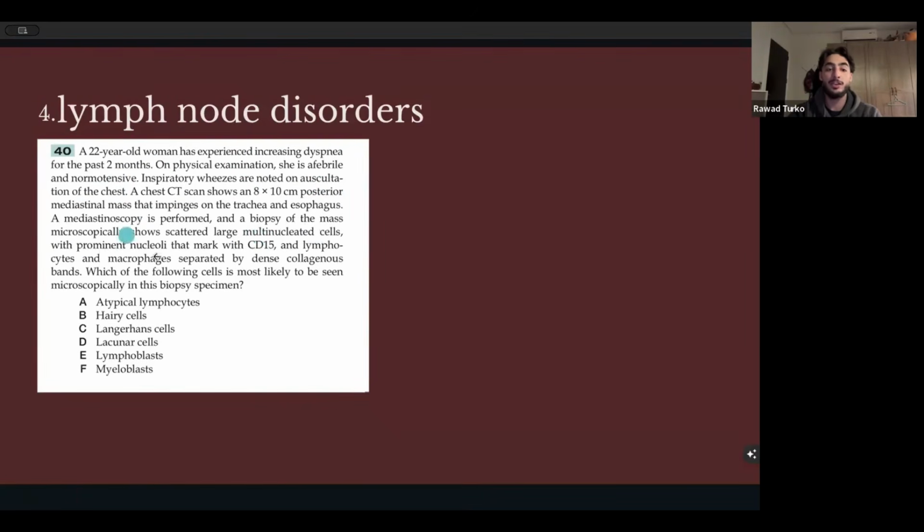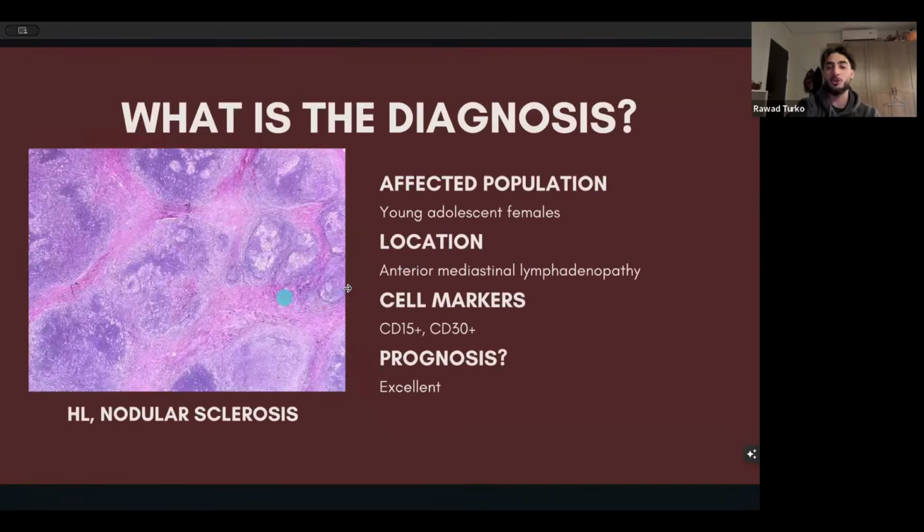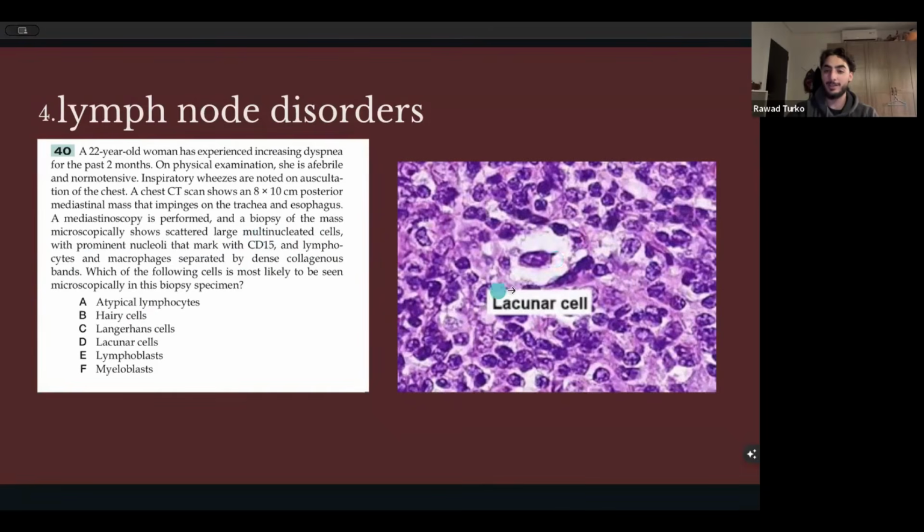Multinucleated cells, prominent nucleoli, CD15 positive, lymphocytes and macrophages separated by dense collagen bands. Which of the following cells is most likely to be seen? Who can tell me what the answer is? Perfect. So D. These are lacunar cells. This is what I was saying before. You zoom in on one of these cells and you'll see something that looks like this. This is a lacunar cell.